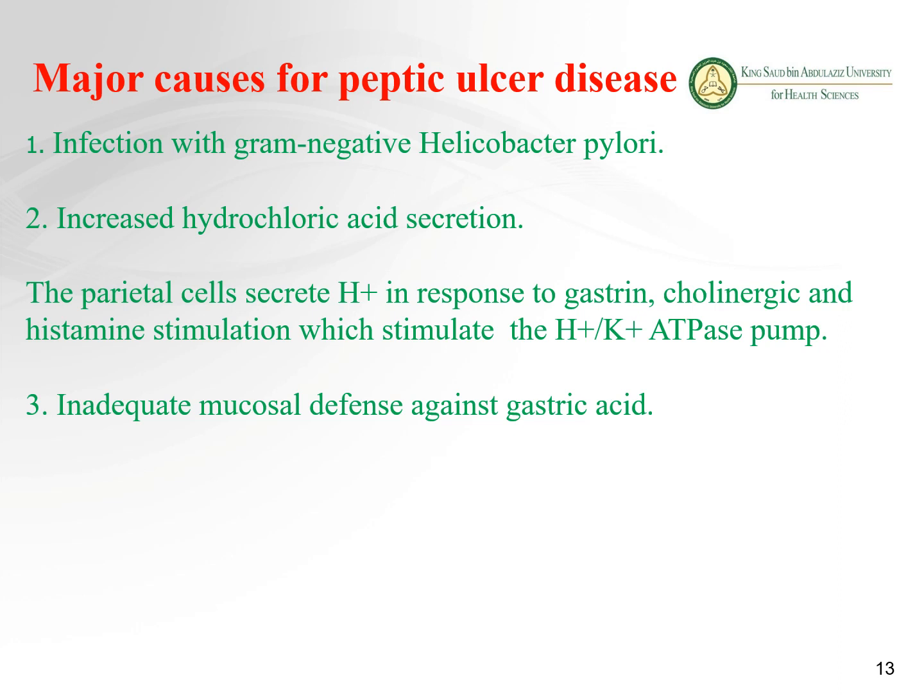Major causes of peptic ulcer disease, we have discussed: infection with gram-negative H. pylori, that is one of the reasons. Increased HCl secretion. The parietal cells secrete protons in response to gastrin, cholinergic, and histamine stimulation, which stimulate the proton and potassium ATPase pump. Inadequate mucosal defense against the gastric acid. That is what we have already discussed.